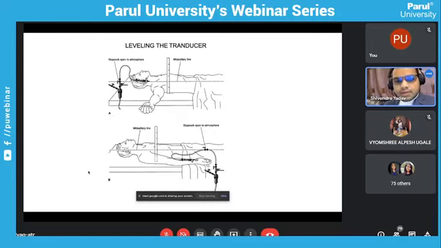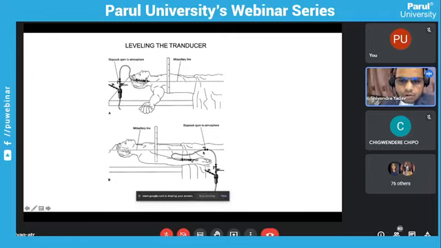We should always have a movable stand, and we should be able to fix the transducer according to the patient's mid chest level. When a patient is lying flat, you should be able to see where exactly the mid chest level lies, and there you can place your transducer.